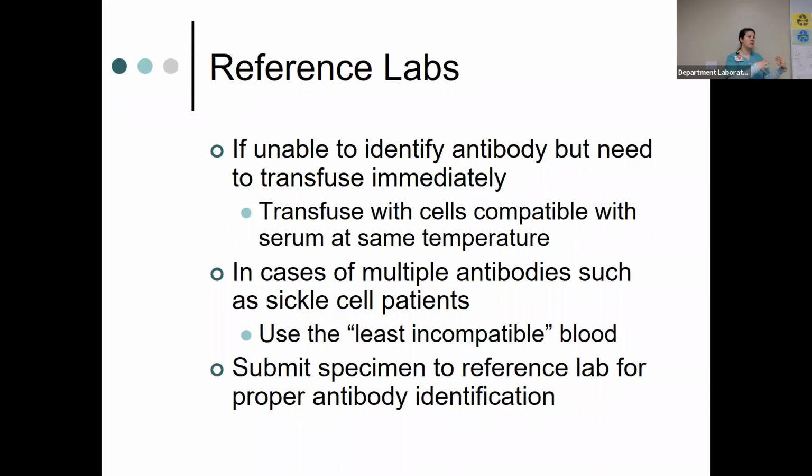So by establishing that phenotype, we could give these patients phenotypically matched, least incompatible units. At least we know they're not being exposed to a foreign antigen, right? Even though the units are incompatible, it's the drug in the patient's circulation that's causing the incompatibility. And we have a whole lecture coming up on that, drug-induced autoimmune hemolytic anemia. We're going to talk about the mechanism behind that.